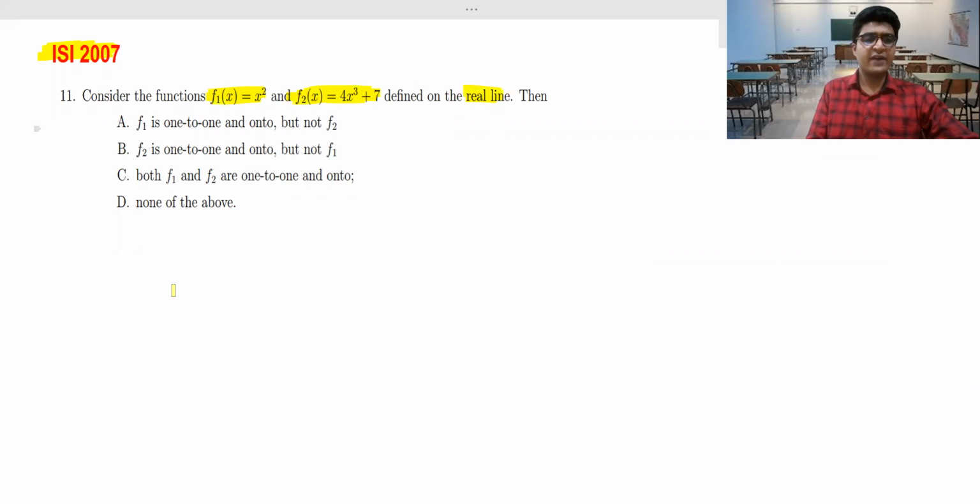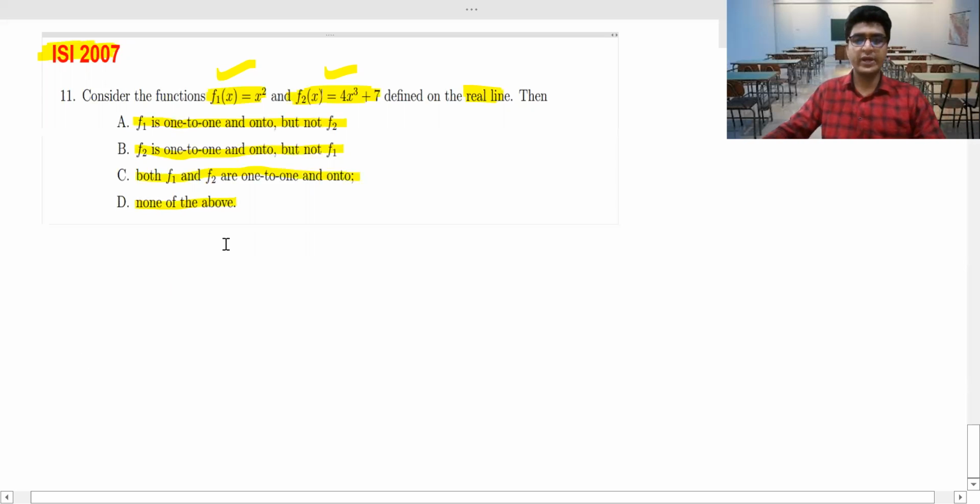Then the options are: A, f1 is 1-1 and onto but not f2. B, f2 is 1-1 and onto but not f1. C, both f1 and f2 are 1-1 and onto. And option D is none of the above. So we have to check both the functions, whether they are 1-1 or onto or not, and then we can choose the right option.